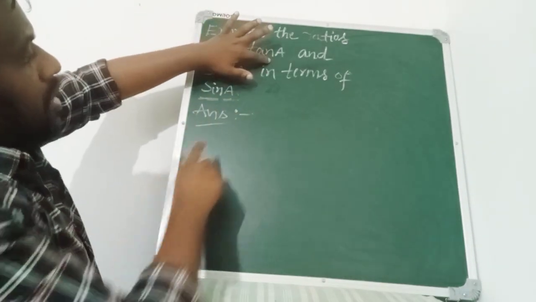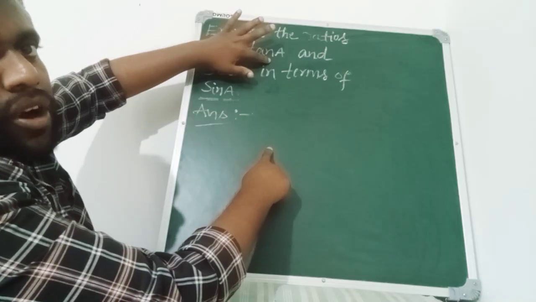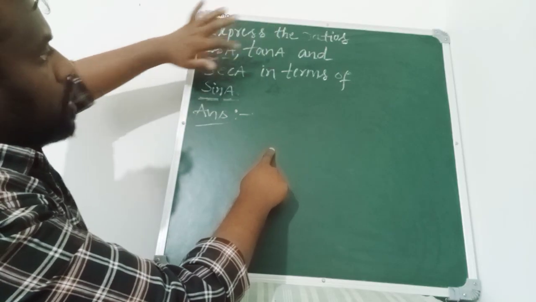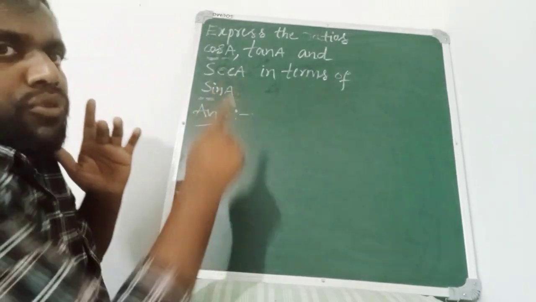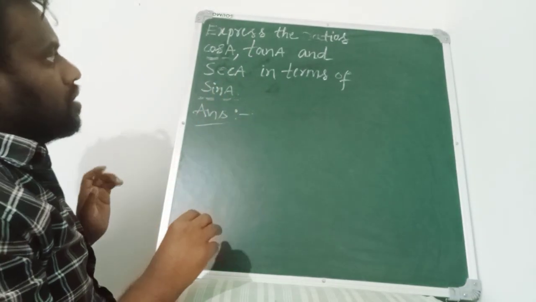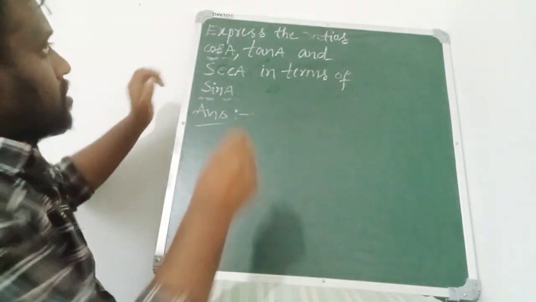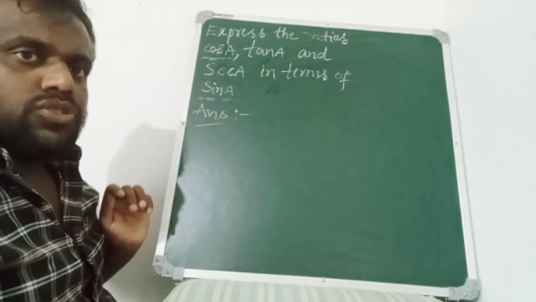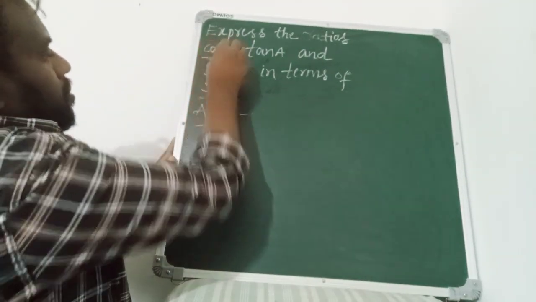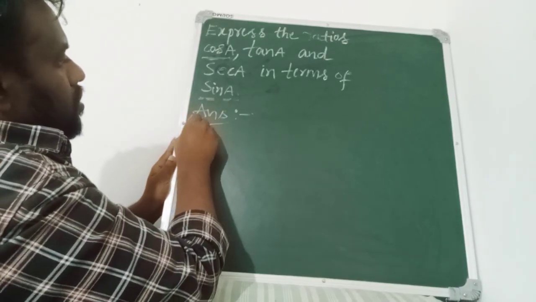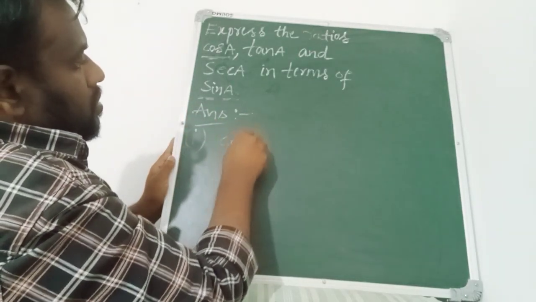Similarly, tan A. Tan A is equal to something, we have to write some formula. In that formula, we should have only this function sin A. Similarly, for secant A, we have to write a formula like that. Okay. So first, I will consider this cos A first, so you will understand it.